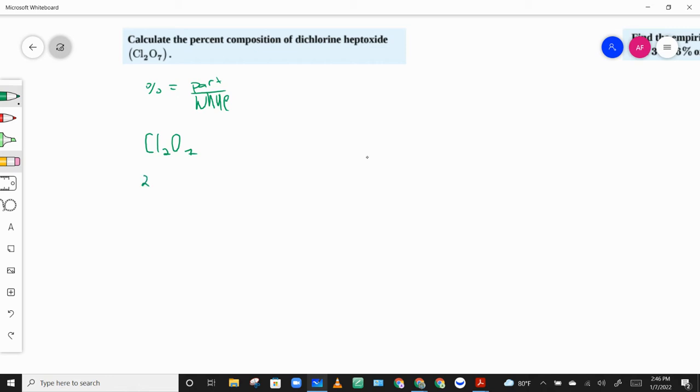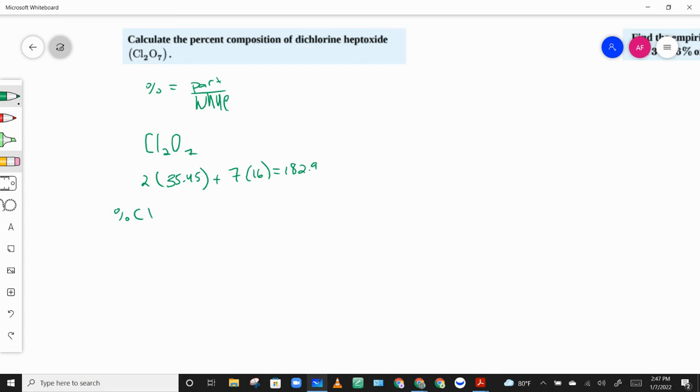Okay, so we have 2 chlorines. Each chlorine is 35.45 grams per mole according to the periodic table. And then we have 7 oxygens. So 7 times 16, that's the molar mass of oxygen. Okay, when we do that math, we get 182.9. That's the whole thing.